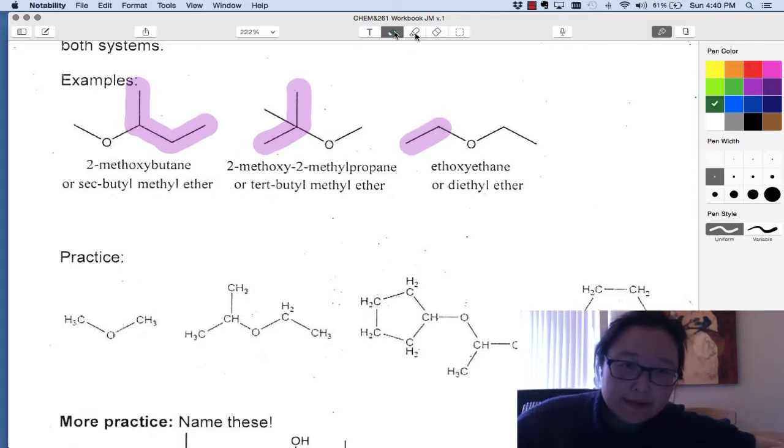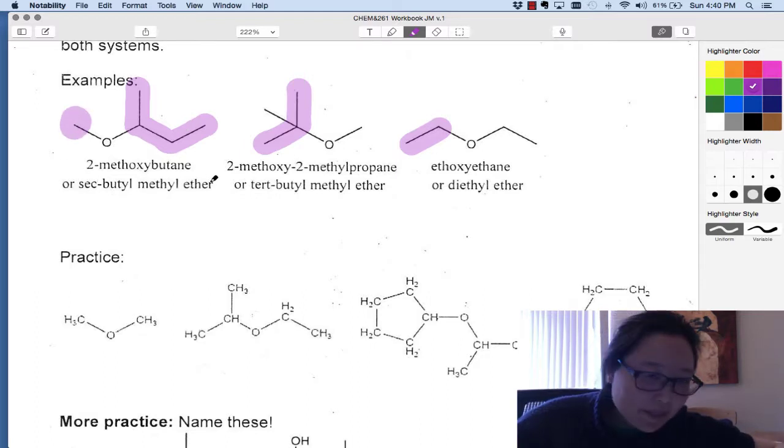Another way to think about it is just to look at one side of the molecule, name that, and then name the other side of the molecule, and just stick them together with the word ether at the end. A lot of people like this method, I think, because it's really simple. So you see a sec-butyl group here, and a methyl group here. So sec-butyl methyl ether, where B is alphabetized before M. Here you see a tert-butyl group on the left side, a methyl group on the right side.